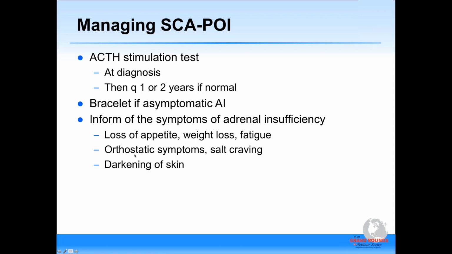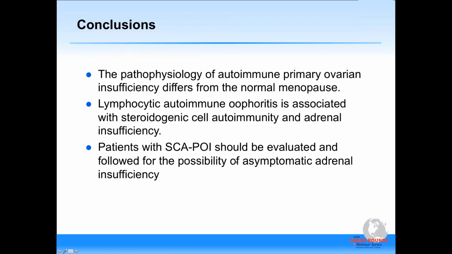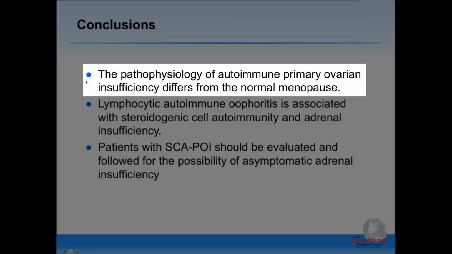This woman I told you about that ended up with a seizure in the recovery room due to hyponatremia was telling me she used to come home from work early to drink pickle juice. She was having so much salt craving, she was craving pickle juice, which is an amazing symptom that was missed. So conclusions here. The pathophysiology of autoimmune primary ovarian insufficiency differs from the normal menopause.